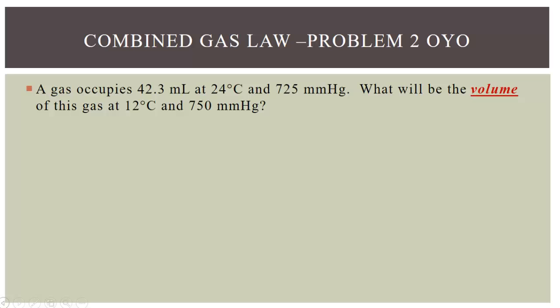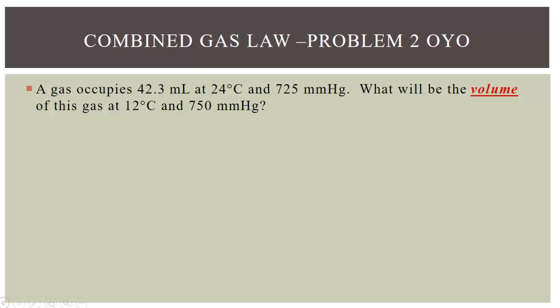Okay, let me have you try this one on your own. So a gas that occupies 42.3 milliliters at 24 degrees Celsius and 725 millimeters of mercury. What will be the volume of the gas at 12 degrees Celsius and 750 millimeters of mercury? So pause the video and go ahead and solve this. Remember, you're going to have to get that temperature up to Kelvin. Okay, and once you've solved it, hit play again and see if you did it correctly.